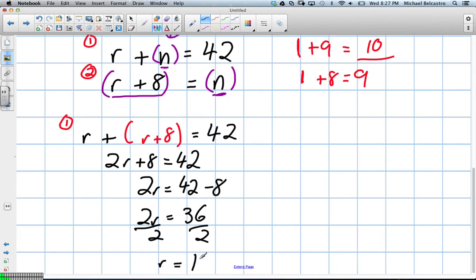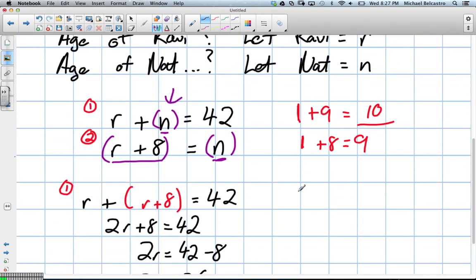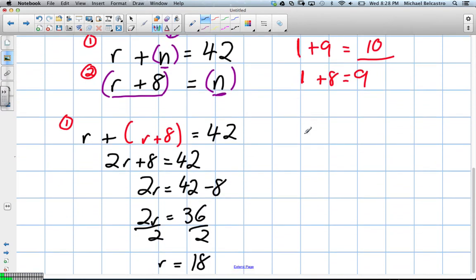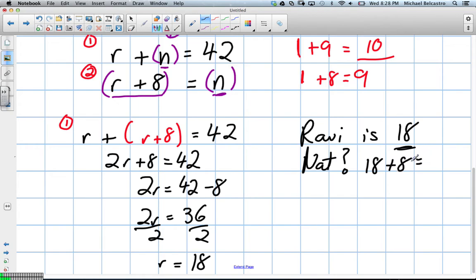18. What did we just solve? For R. And what is R stand for? Ravi's age. So we know Ravi is how old? 18. Ravi is 18. How old is Natasha? She has to be this plus what? Plus 8. So what does that equal? 26. That's right. Natasha's 26.